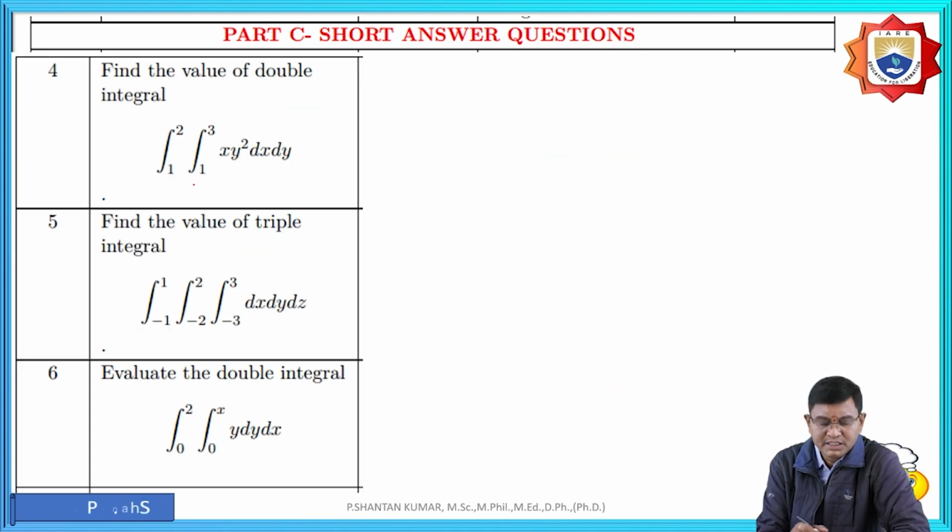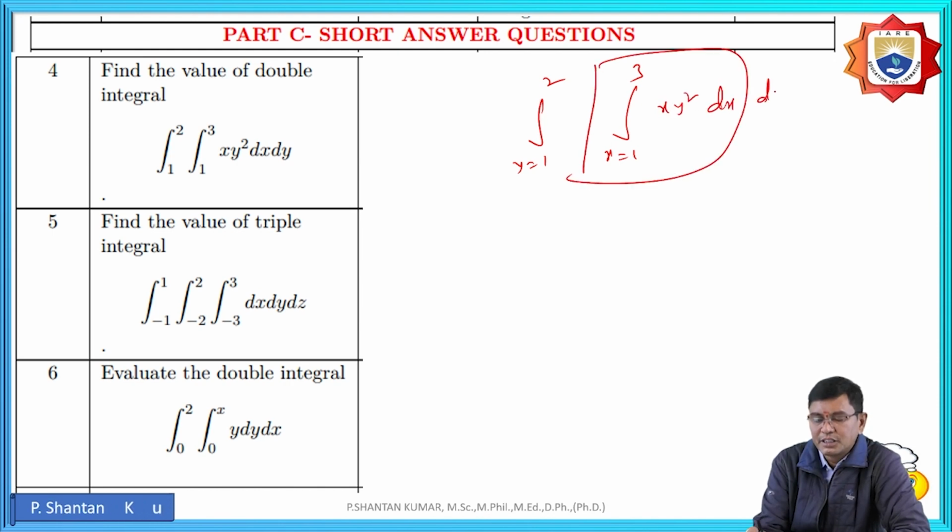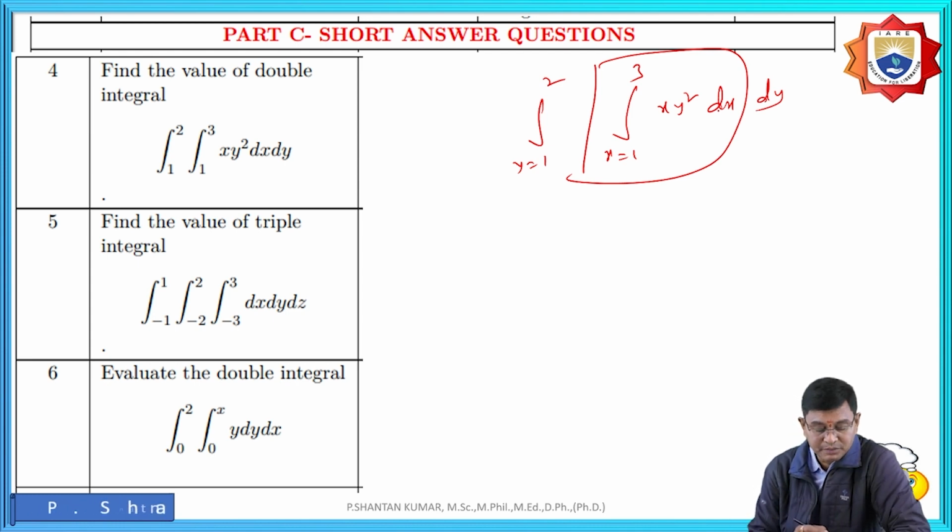And here the constants are given, no problem, directly given. x is equal to 1 to 3, and y is equal to 1 to 2, that is x into y square, first integrating with respect to dx, and after that with respect to dy. There is no need to interchange the limits.